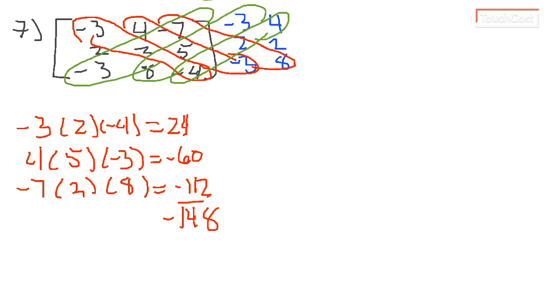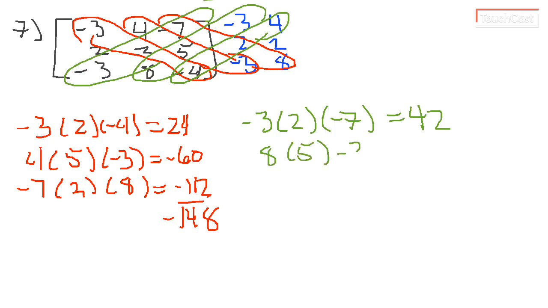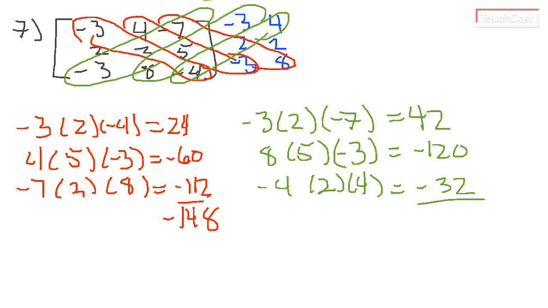When we do our upward diagonals, we have negative 3 times 2 times negative 7, which gives us 42. We have 8 times 5 times negative 3, which is negative 120. And we've got negative 4 times 2 times 4, which gives us negative 32, which when we add these is going to give us negative 110.